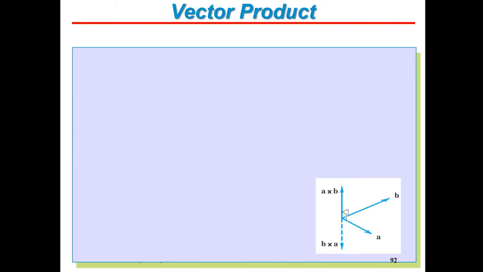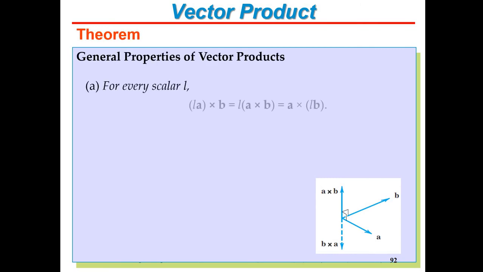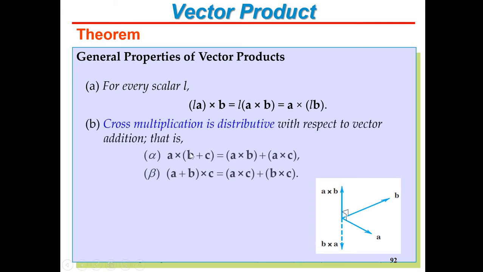Let me give you a few properties of the cross product, and we will see more as we move forward in the course. If you multiply by a scalar, you can move it from applying it to the vector A to applying it to the vector B, as you see in this equation. The results are the same. The cross product is distributive over vector addition. So if you have to find the cross product of A with B plus C, you can write this as the cross product of A with B plus the cross product of A with C.